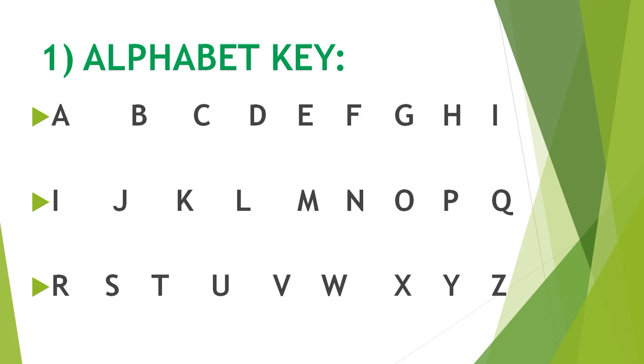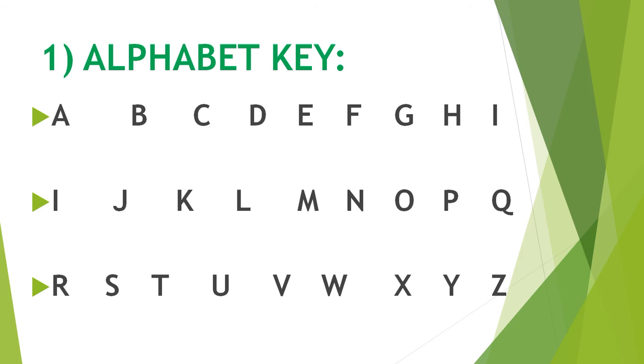First is alphabet keys. Some keys of the keyboard have letters on them. So these keys are called alphabet keys. The letters are of the English alphabet. Okay, and alphabet keys is A to Z. A to Z is the alphabet keys. The order of letters on the keyboard is different from the order of alphabet.